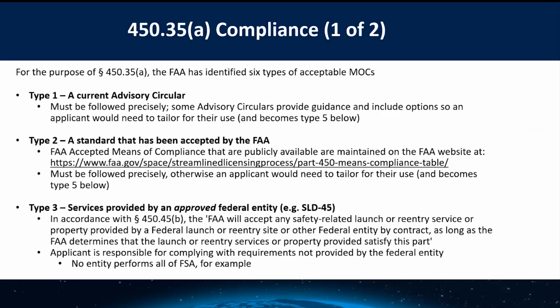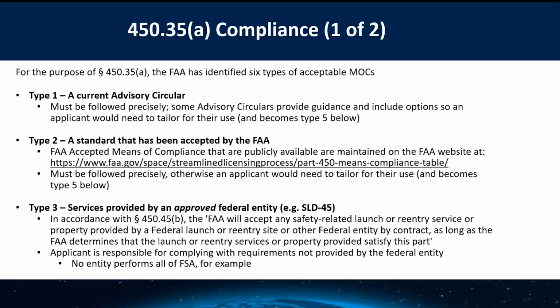So we have identified six types of acceptable means of compliance for flight safety analysis. Type 1 is advisory circulars, or what we call ACs. ACs help industry and support the license application process in two ways. The first is intended to provide a means of compliance. Thus, if you follow the relevant AC precisely, providing a healthy amount of detail, you will have met that requirement.